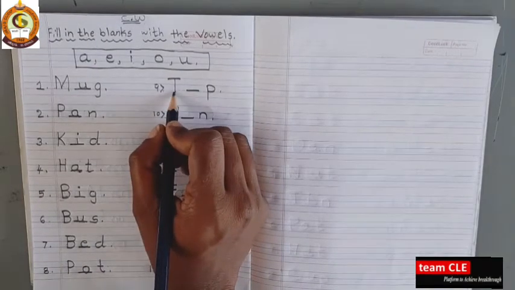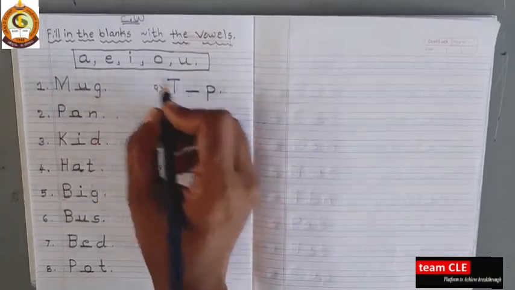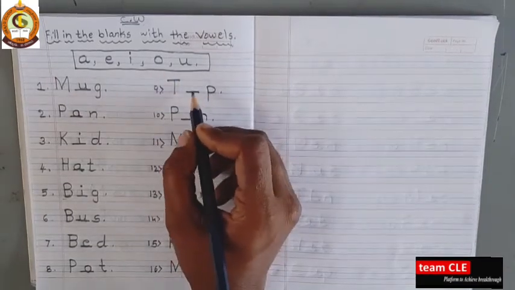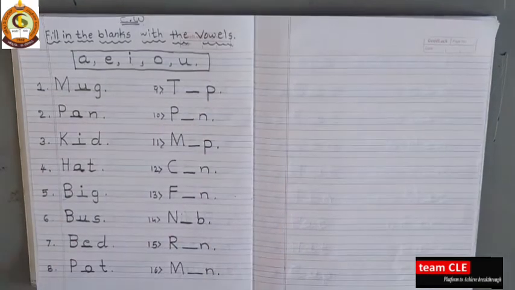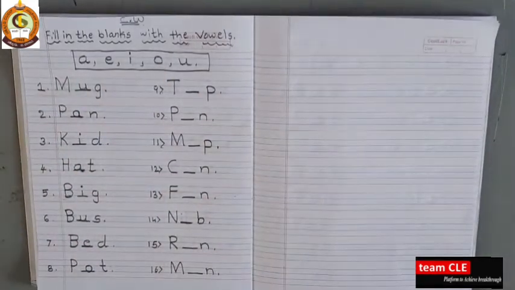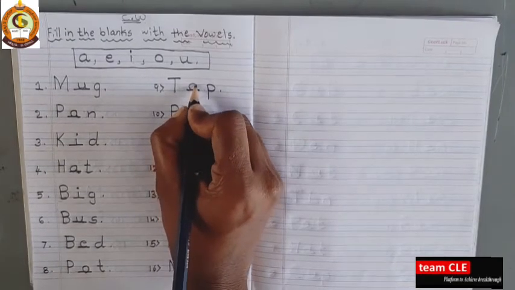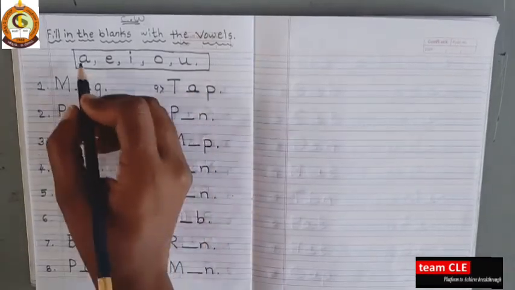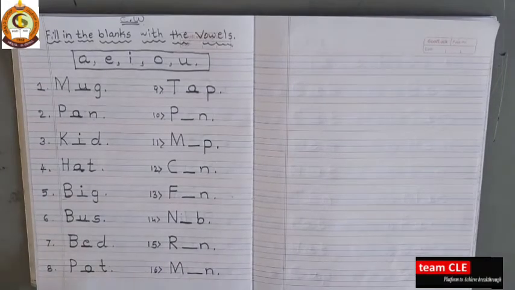Okay, next, T-P. T-A-P, tap. T-E-P, tape. T-I-P, tip. T-O-P, top. T-U-P, top. So here you can use T-A-P, tap or T-O-P, top. Okay. So I will here use A letter, A vowel. T-A-P, tap.